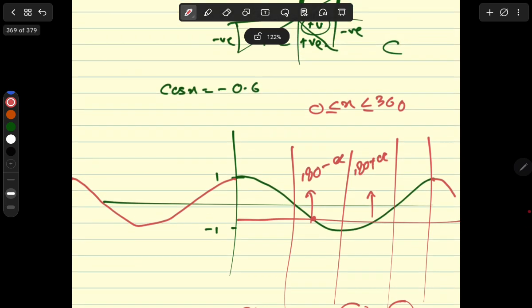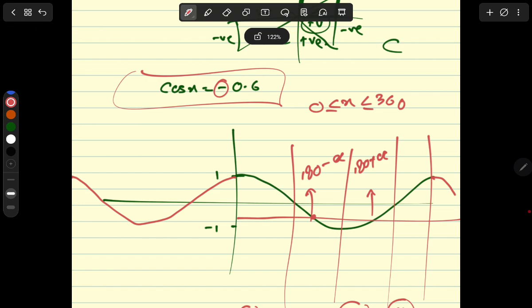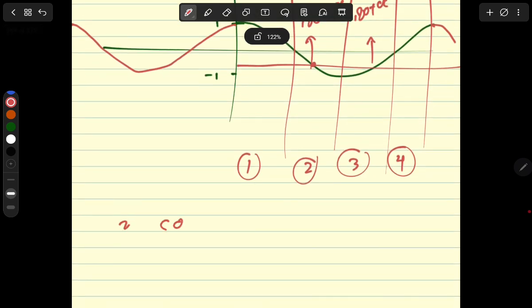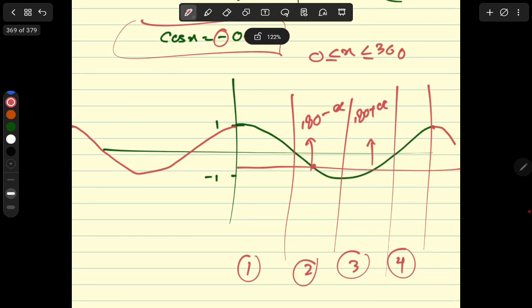And how do you calculate alpha? By ignoring this negative sign. So you will put x is equal to cos inverse of 0.6, right? So cos inverse of 0.6 is actually going to give you this value, which is going to determine the alpha for you. Now using this alpha, you will feed this value of cos inverse 0.6 into the second quadrant, 180 minus alpha, whatever that is, okay, whatever that is.